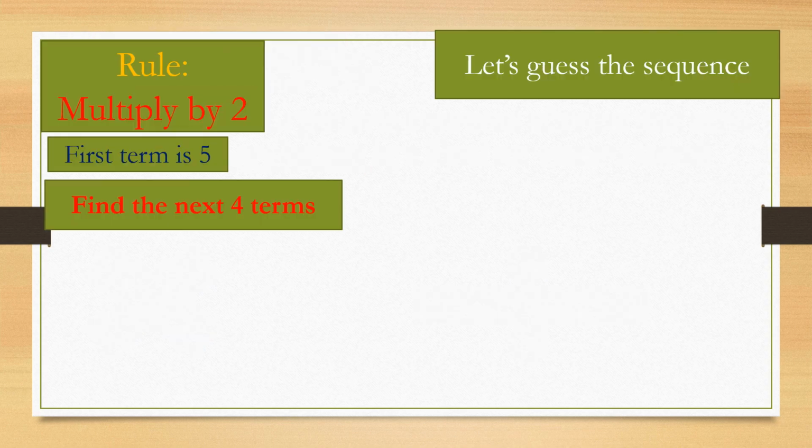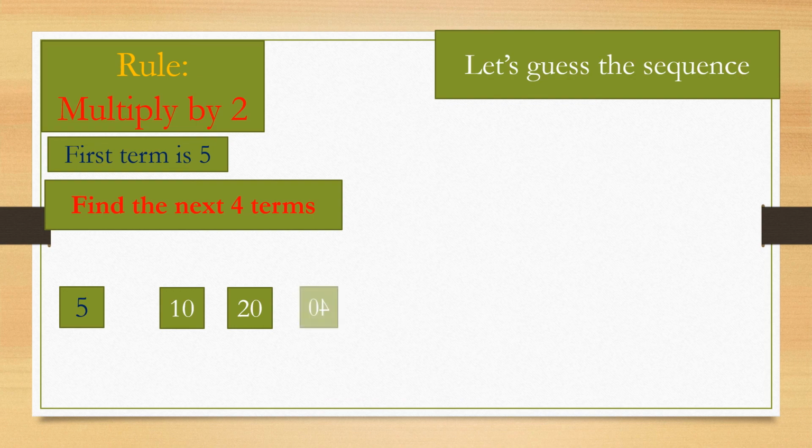Let's guess the sequence here. The rule is to multiply by 2 and the first term is 5, and you have to find the next 4 terms. So the first term is 5, so I have to put 5 as a starting number, and then you multiply by 2 to get 10. Then you multiply by 2 to get 20, then by 2 to get 40, and then you multiply by 2 to get 80.